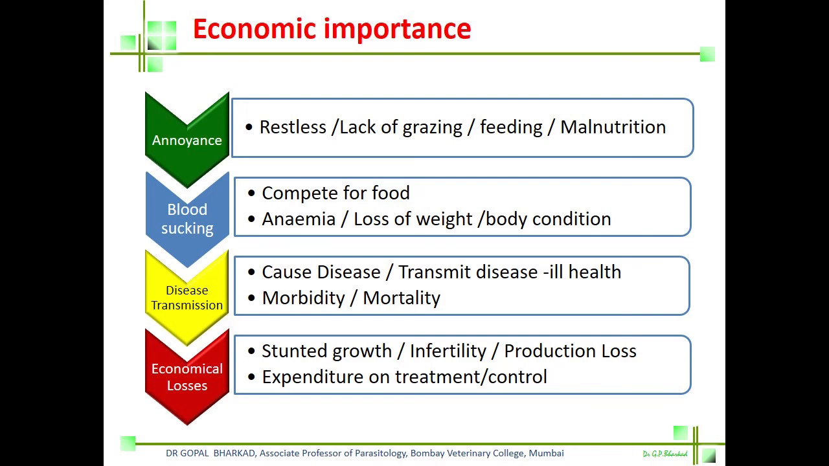All these harmful effects lead to stunted growth, infertility, production loss, and expenditure on the treatment and control of these parasitic diseases. Altogether, it leads to heavy economic losses to the farmers. This all shows how the study of parasites, especially veterinary parasites, is essential in the veterinary curriculum.